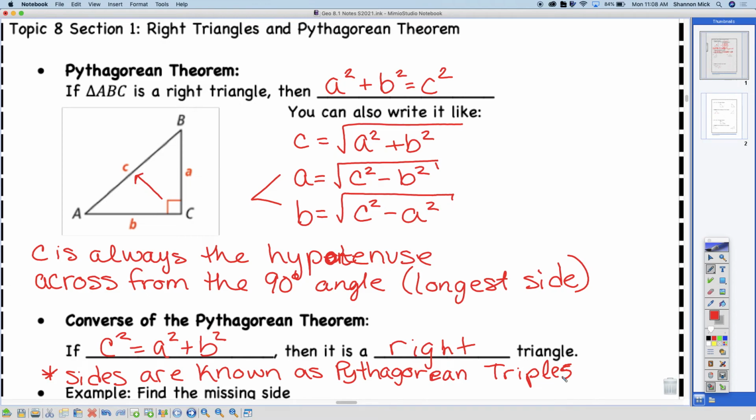I forgot about that. Okay, if this is true, the sides are known as a Pythagorean triple. It's going to ask you, do these make a Pythagorean triple? But if they make a Pythagorean triple, they're a what triangle? Right triangle. They make C squared equals A squared plus B squared true. So if they ask if they're a Pythagorean triple, they're just asking if it's a right triangle. That's all they're asking.